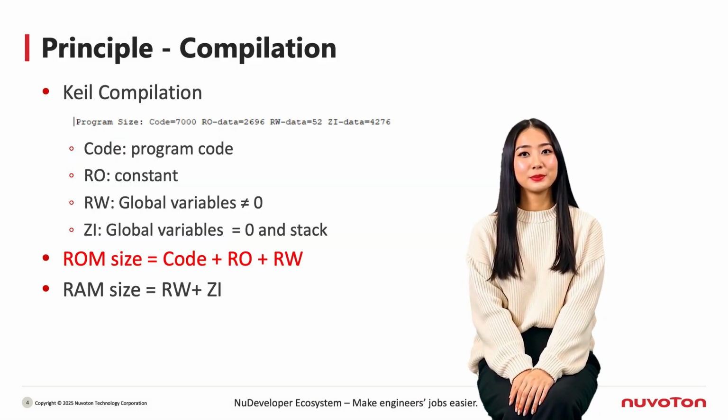First, let's talk about the principle of program loading and execution. Let's explain program compilation. The program size generated after compilation is divided into 4 parts. Code represents program code, RO represents constants, RW represents global variables with non-zero initial values. ZI includes global variables with 0 initial values, stacks, etc. The ROM stores code, RO, and RW, which are the parts programmed into Flash. RW and ZI are stored in RAM and do not exist during programming. They only appear during loading and execution.